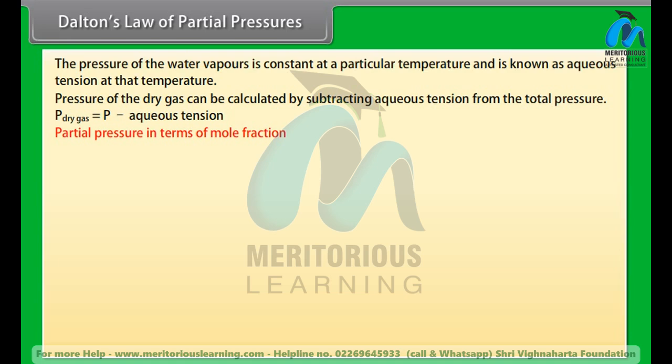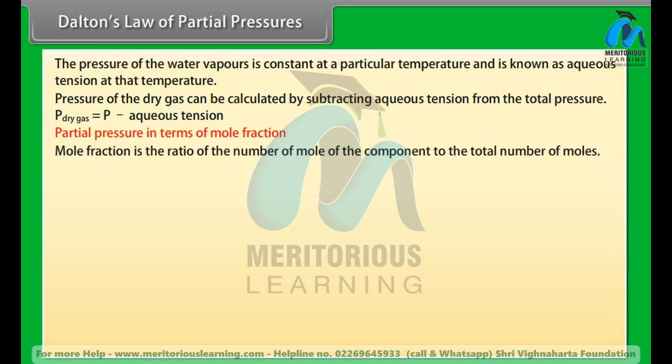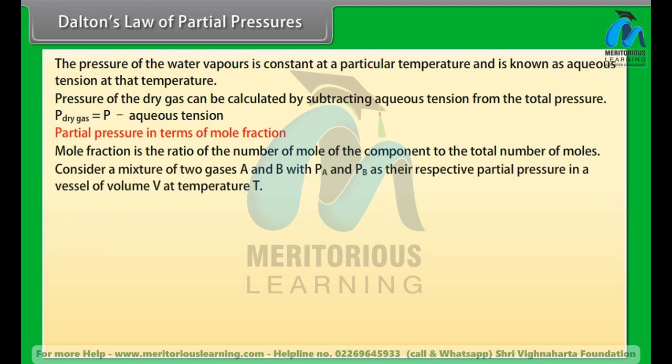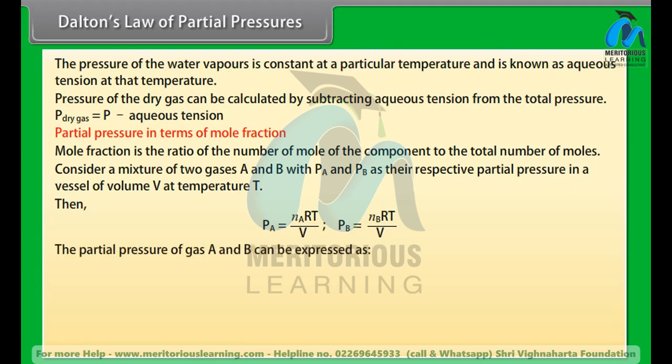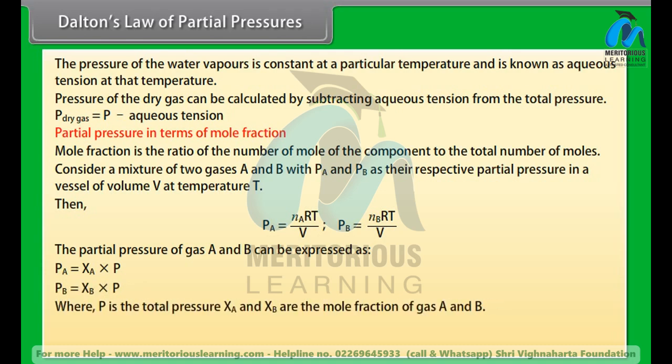Partial pressure in terms of mole fraction. Mole fraction is the ratio of the number of moles of the component to the total number of moles. Consider a mixture of two gases A and B with PA and PB as their respective partial pressures in a vessel of volume V at temperature T. Then PA is equal to nA RT by V, and PB is equal to nB RT by V. The partial pressures of gases A and B can be expressed as PA is equal to XA into P, and PB is equal to XB into P, where P is the total pressure, and XA and XB are the mole fractions of gases A and B.